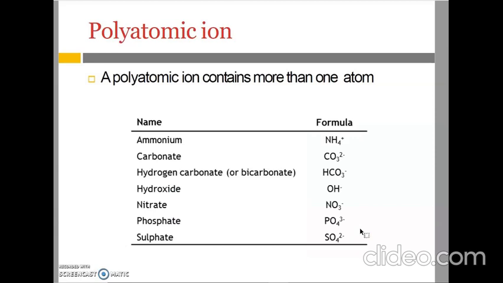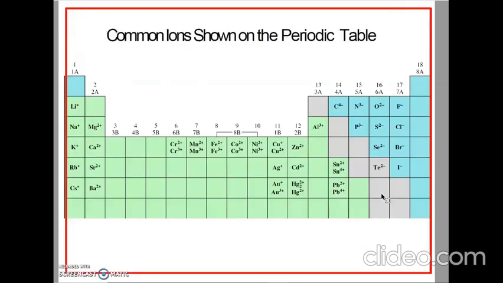Polyatomic ions contain more than one atom. An example is ammonium, which has nitrogen and hydrogen atoms, and they become 1 ion, which is a positively charged ion. Carbonate is a combination of carbon and oxygen and has 2 negative charges, and it is an anion. So these are common ions shown on the periodic table, so you can look by yourself.